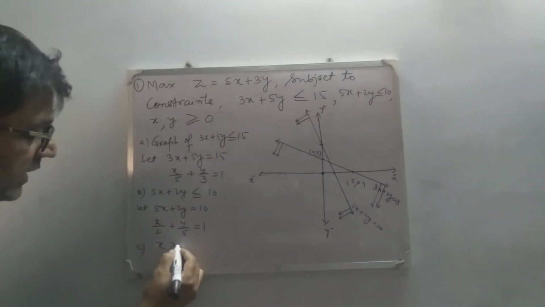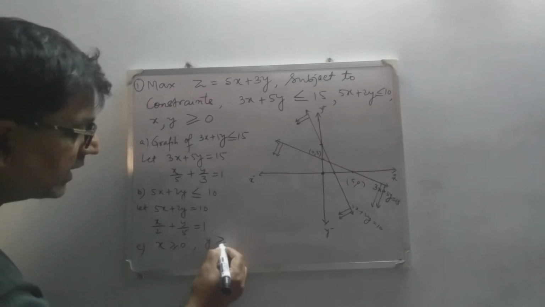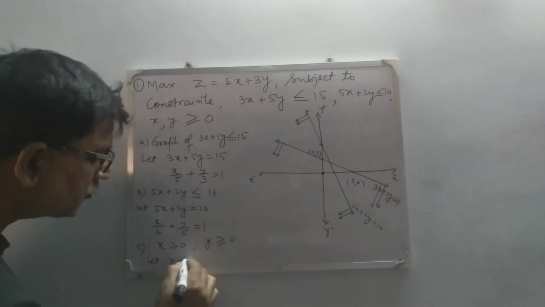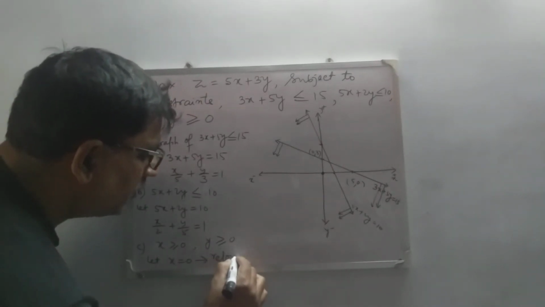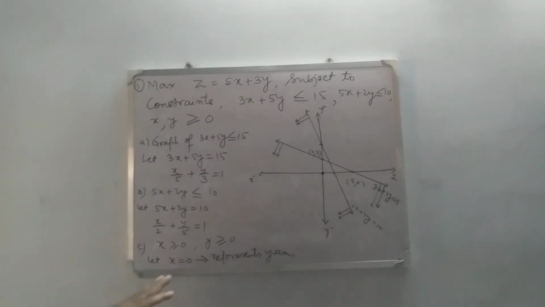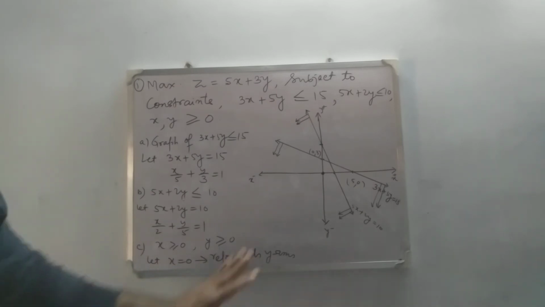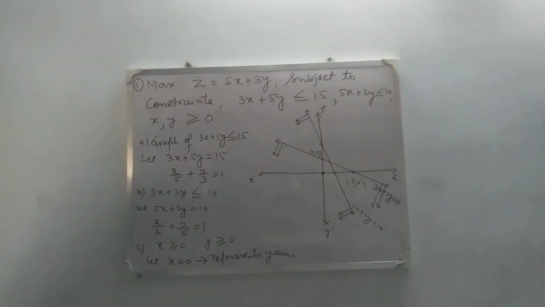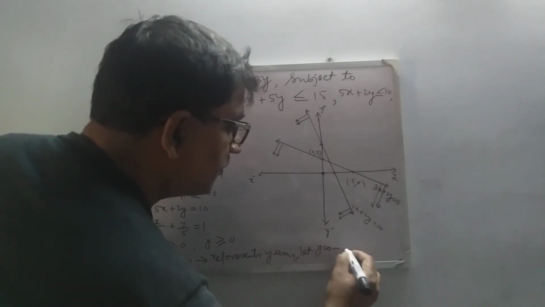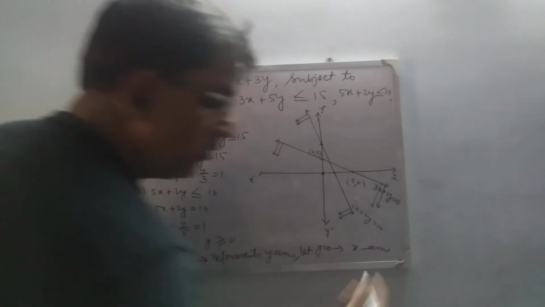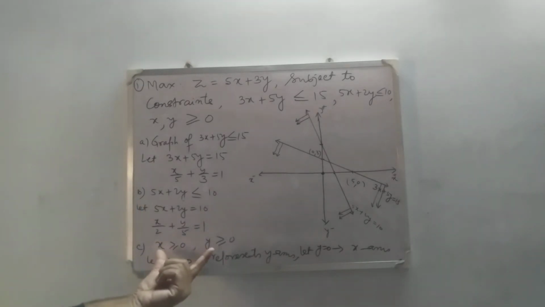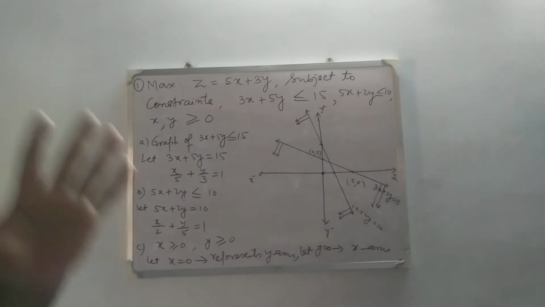x greater or equal to 0, y greater or equal to 0. So let x is equal to 0. It represents the y-axis. You have already done that: x equal to 0 is the equation of the y-axis, and let y be equal to 0. It represents the x-axis. So these two equations represent the x-axis and y-axis, both.